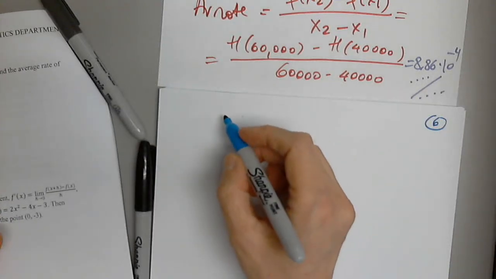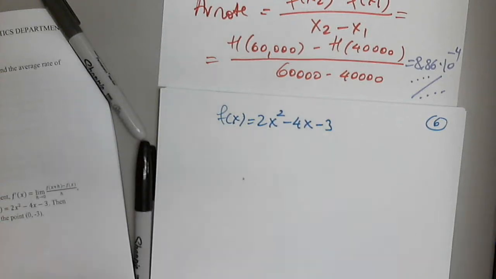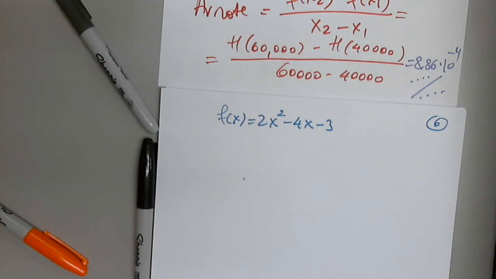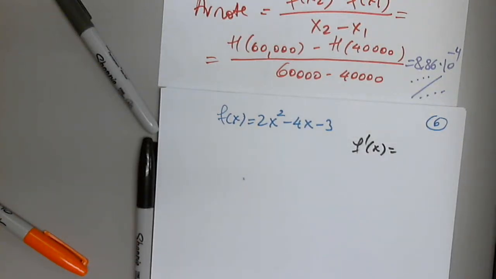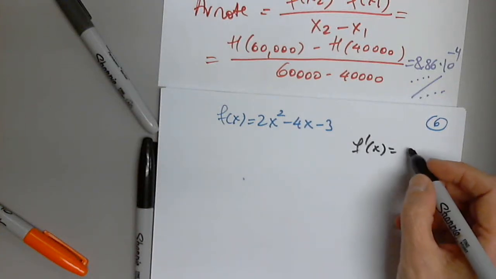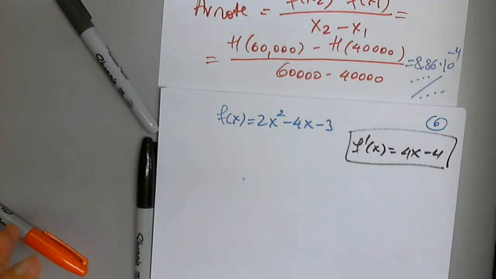In 6 we have f of x, which is 2x squared minus 4x minus 3. And I'm asked to find the derivative using the limit of the difference quotient, which is the core definition of the derivative. But I can do whatever I want on my scratch paper, and I will find the derivative of this right away so I know what to expect. What is it? I'd better get this when I finish, right?